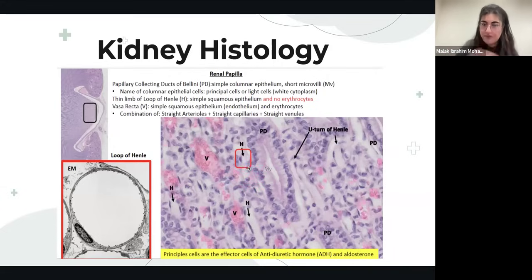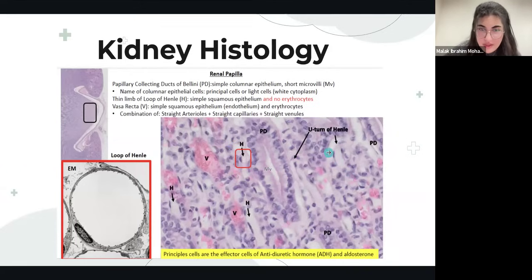This is a transverse section of it, and that's why it's not a straight line. This is why it looks like a circle instead of a straight line. And here you would see the loop of Henle. It looks like a line because this is longitudinal instead of transverse. But it's the same thing, it's just thin.